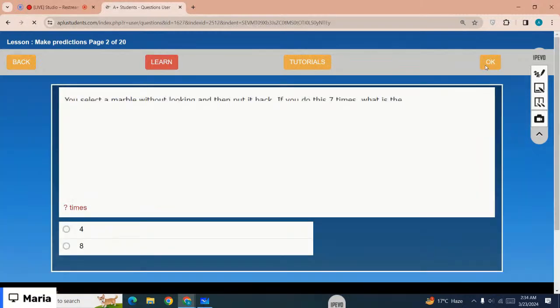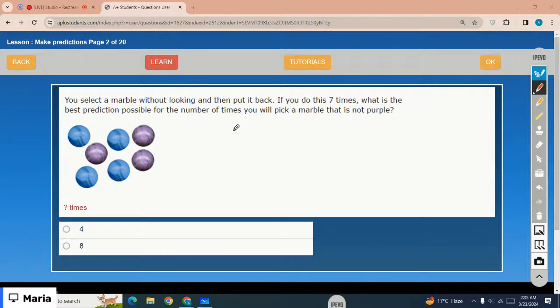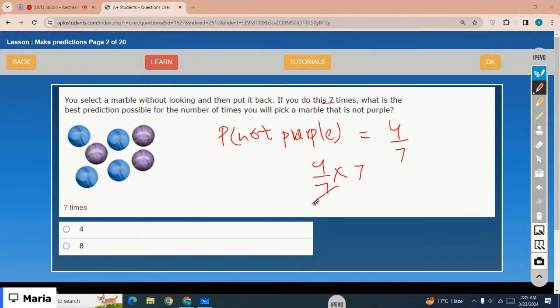Okay, the next one: you select a marble without looking and then put it back. If you do this 7 times, what is the best prediction possible for the number of times that you will pick a marble that is not purple, right? If the marble is not purple, then that means the marble is blue. The probability of blue is 4 out of 7. You have 4 of them that are not purple, right? So you did that 7 times, so that is 4 over 7 times 7. 7 and 7 cancel out, you are left with 4. The correct option is 4. Got it?